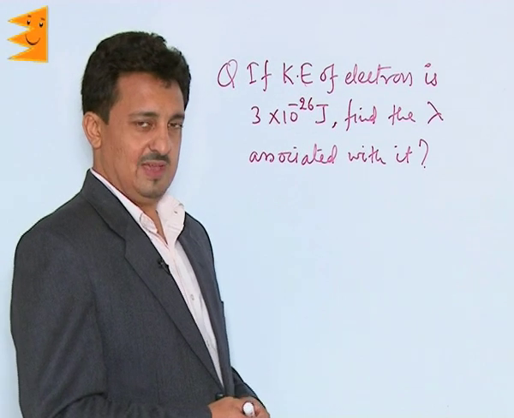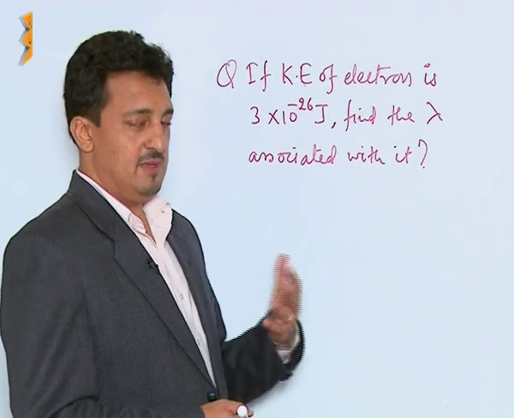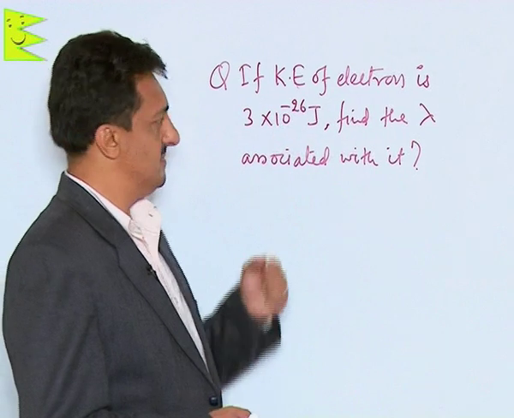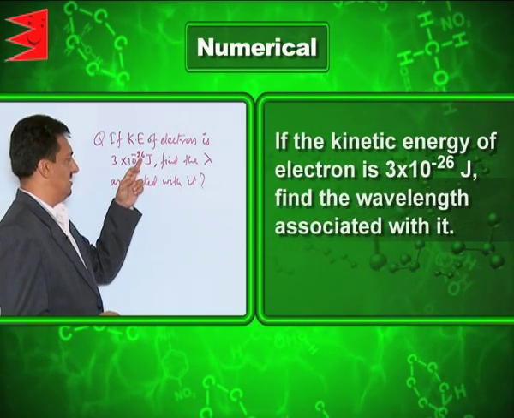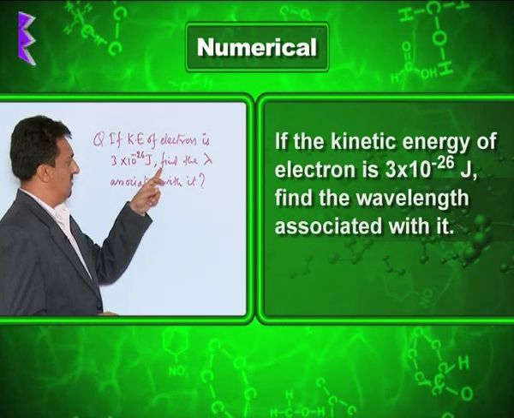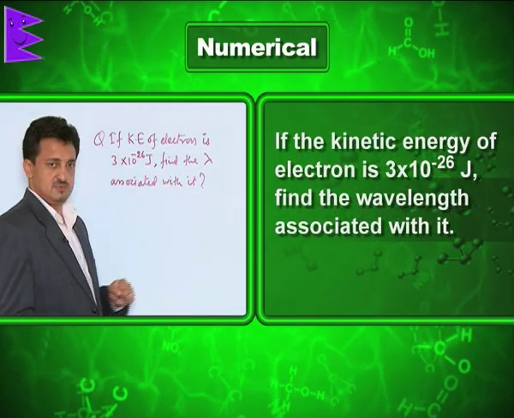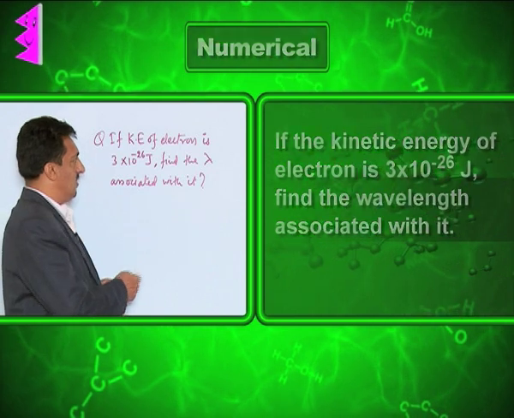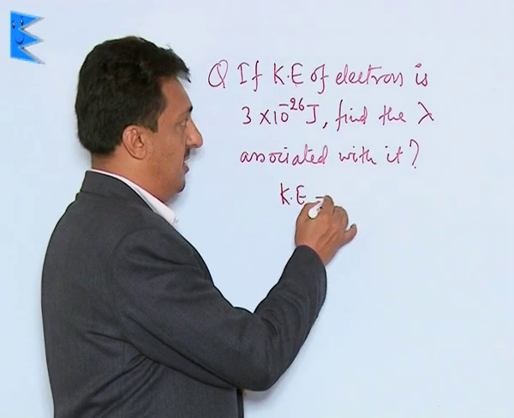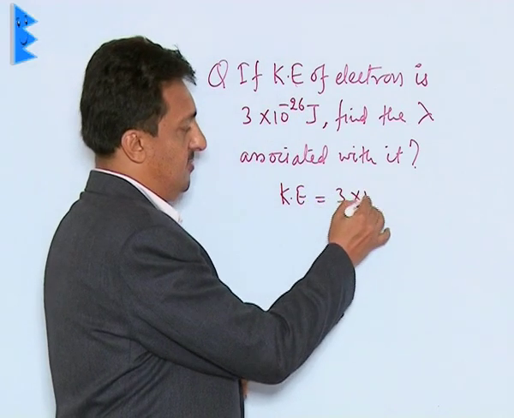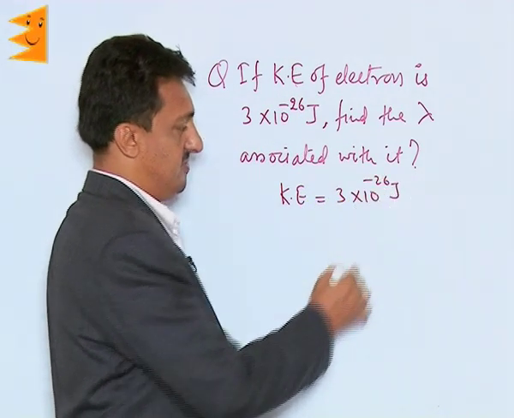Let us do one more numerical on the de Broglie's dual behavior of matter. It says if the kinetic energy of the electron is 3 into 10 to the power minus 26 joules, find the wavelength associated with it. Now what we are given is the kinetic energy of the electron, which is 3 into 10 to the power minus 26 joules.